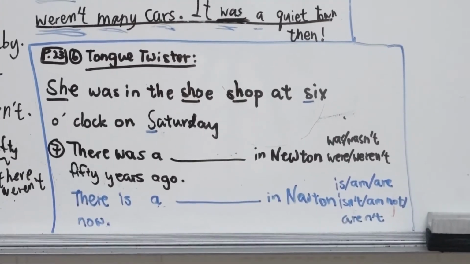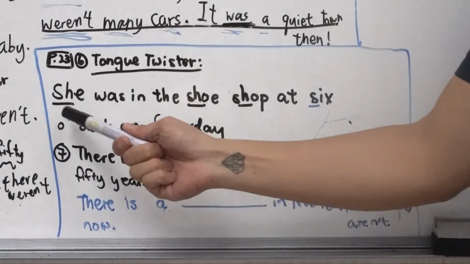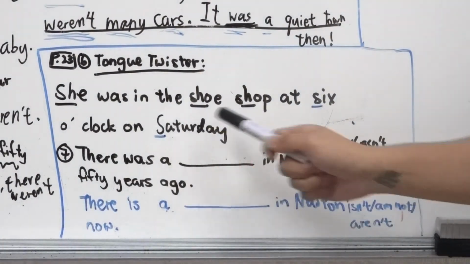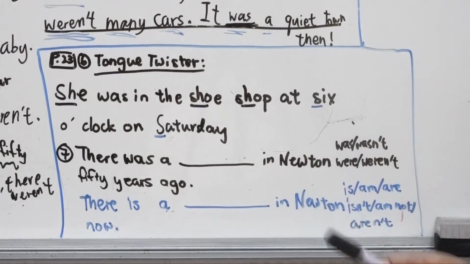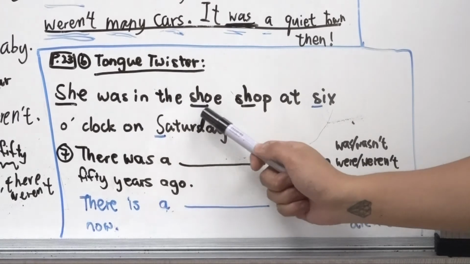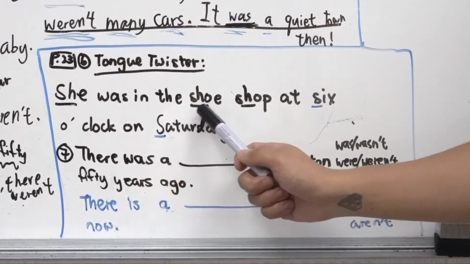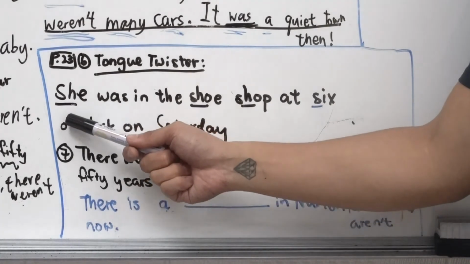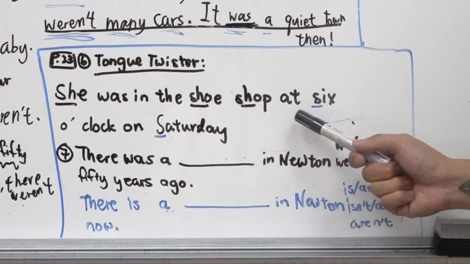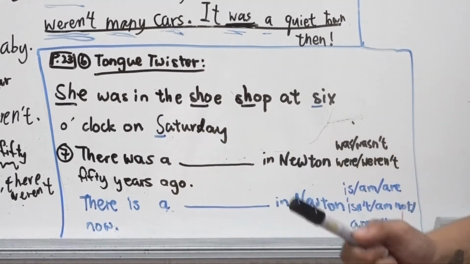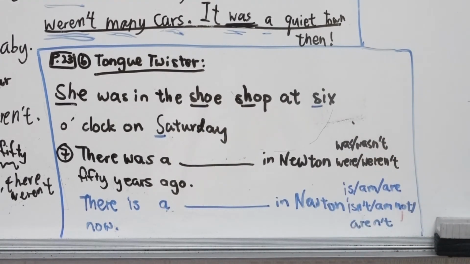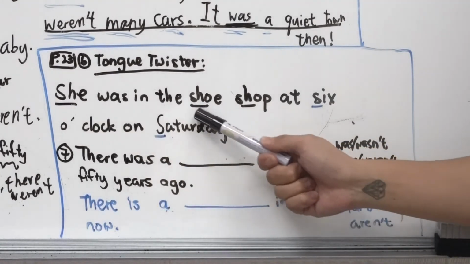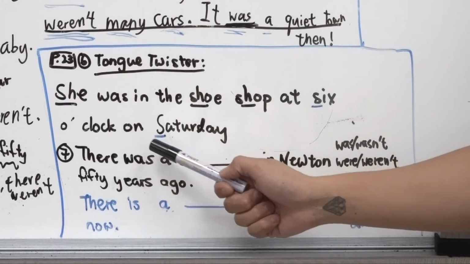We have two different sounds for the letter S. Letter S on its own is s. And letters SH as one unit sound like sh. So let's try to read the tongue twister together. 1, 2, 3. She was in the shoe shop at 6 o'clock on Saturday. Can we try to say that together very quickly, everyone at home and in the classroom? 1, 2, 3. She was in the shoe shop at 6 o'clock on Saturday.